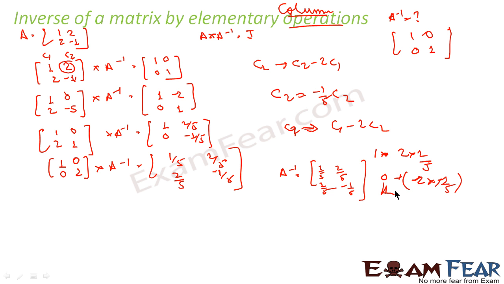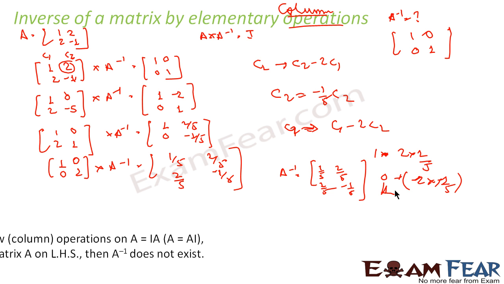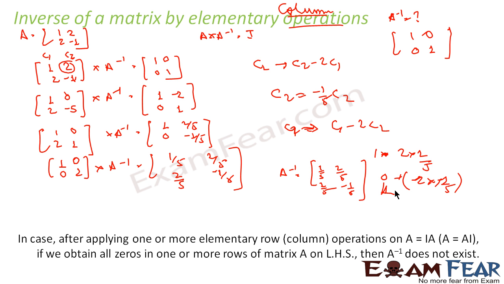Very simple. So I can use either row or column operations to get A inverse. Please note that in case after applying one or more elementary operations, if you obtain all zeros in one or more rows, then A inverse doesn't exist. So you keep applying these operations. If you get all zeros in any row or column, that means A inverse doesn't exist.